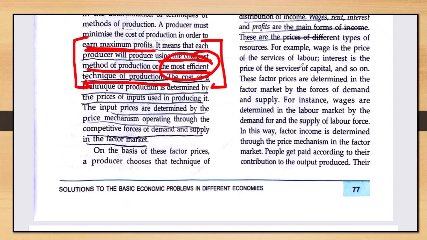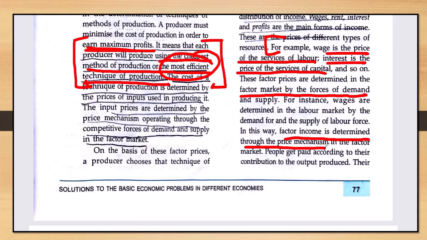They have given you an example over here. For example, wage is the price of service of labor. Interest is the price of service of capital. These factor prices are determined in the factor market. We have already seen how the factor markets determine the prices depending on the demand and supply of the labor in the market. So, factor income is determined through the price mechanism in the factor market.